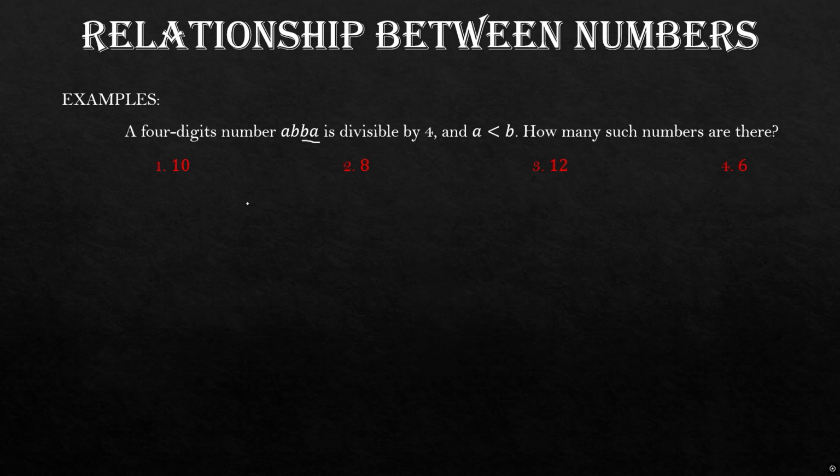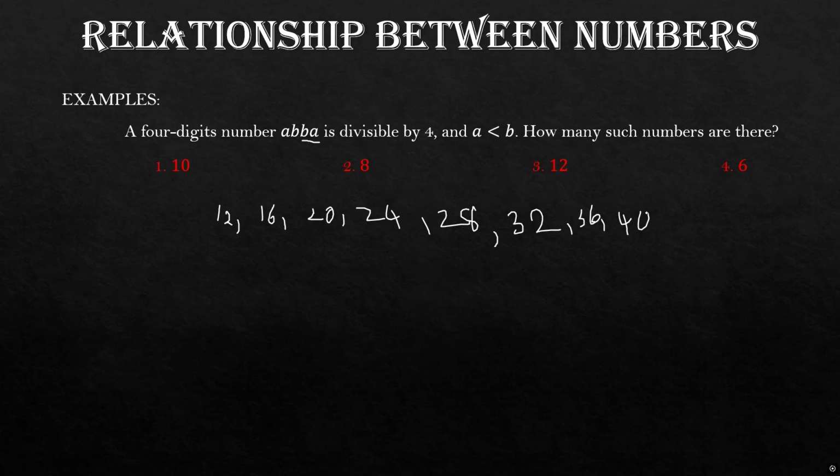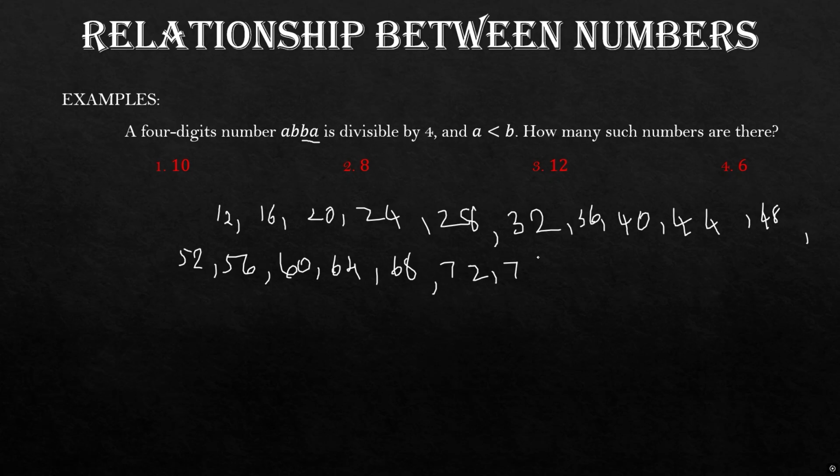We write the 2-digit numbers: 12, 16, 20, 24, 28, 32, 36, 40, 44, 48, 52, 56, 60, 64, 68, 72, 76, 80, 84, 88, 92, 96. 100 is a 3-digit number, so we just need to write the 2-digit numbers.